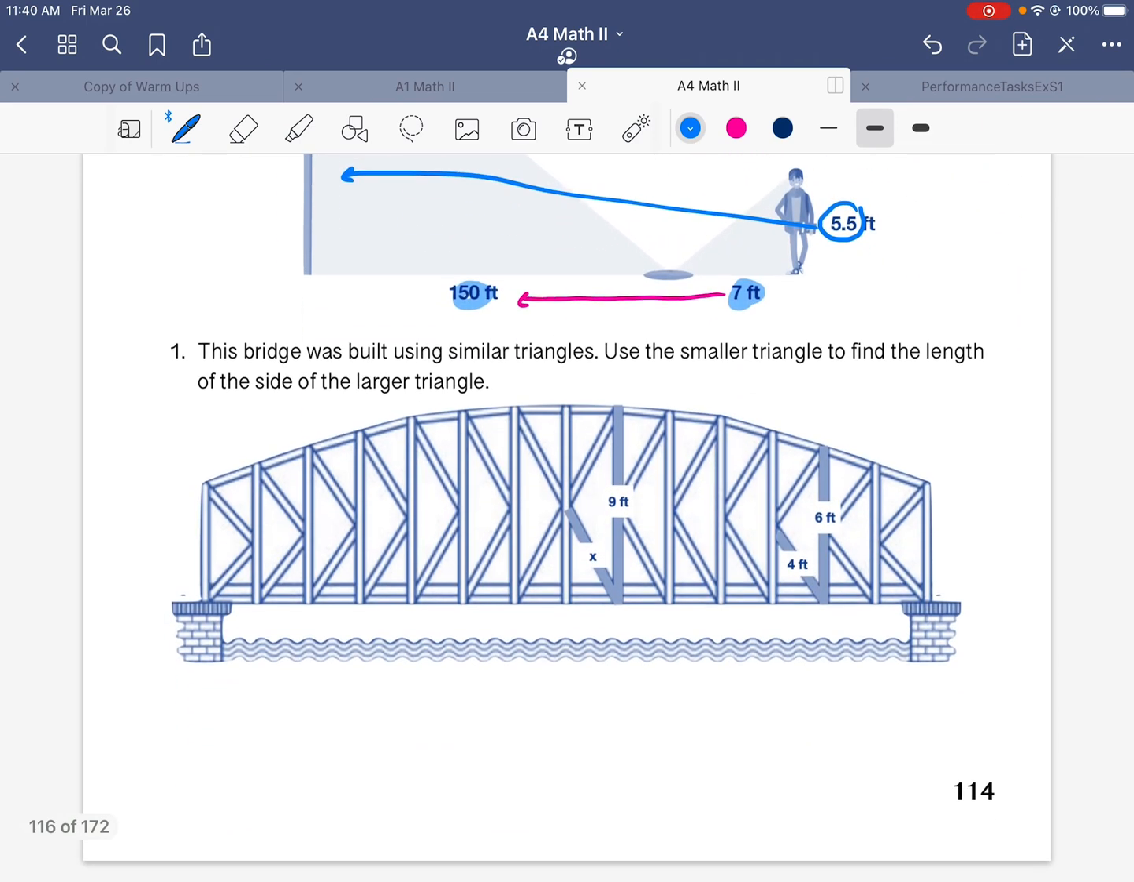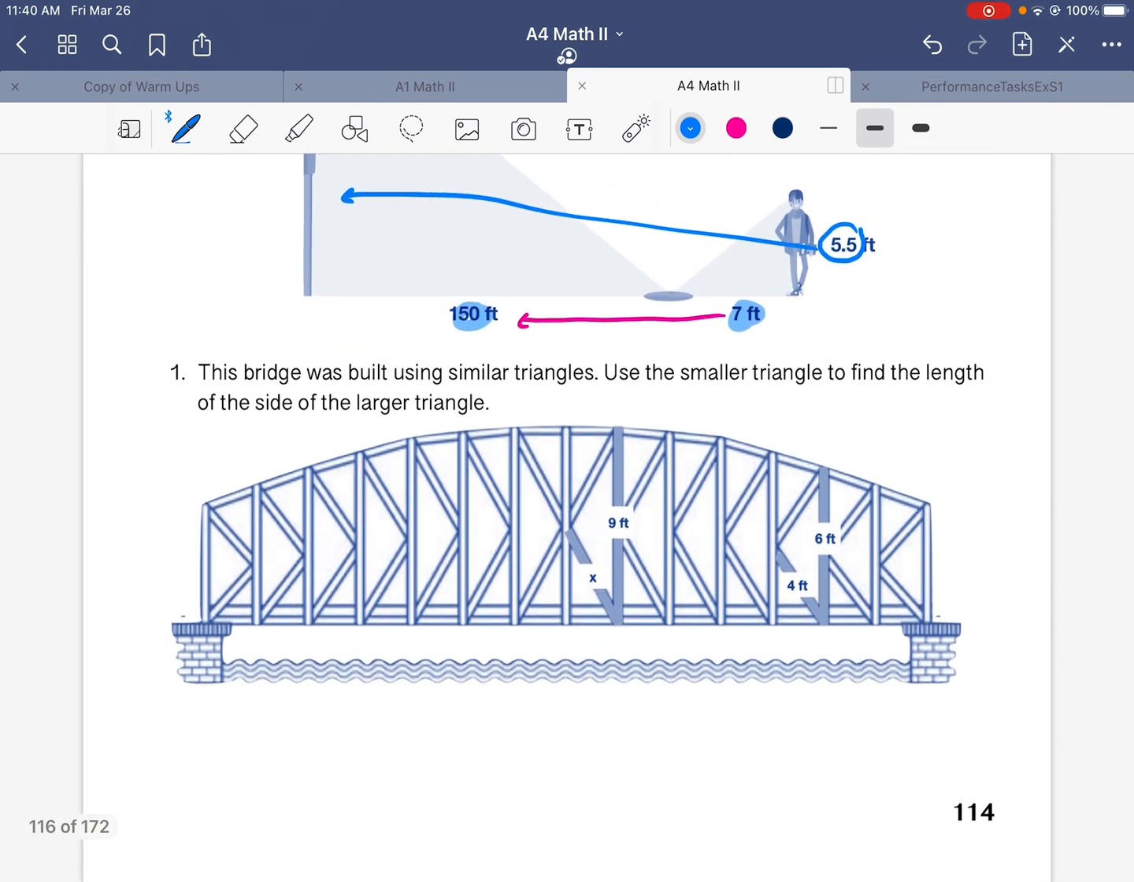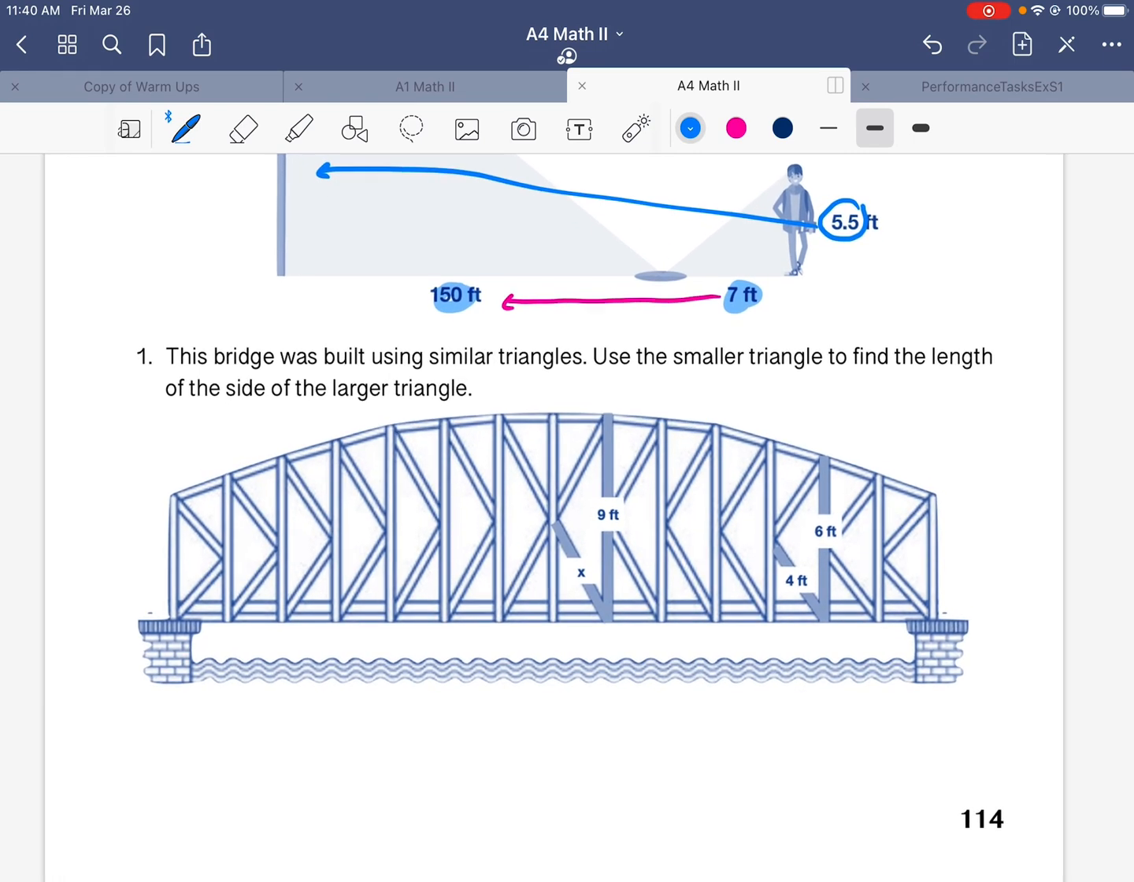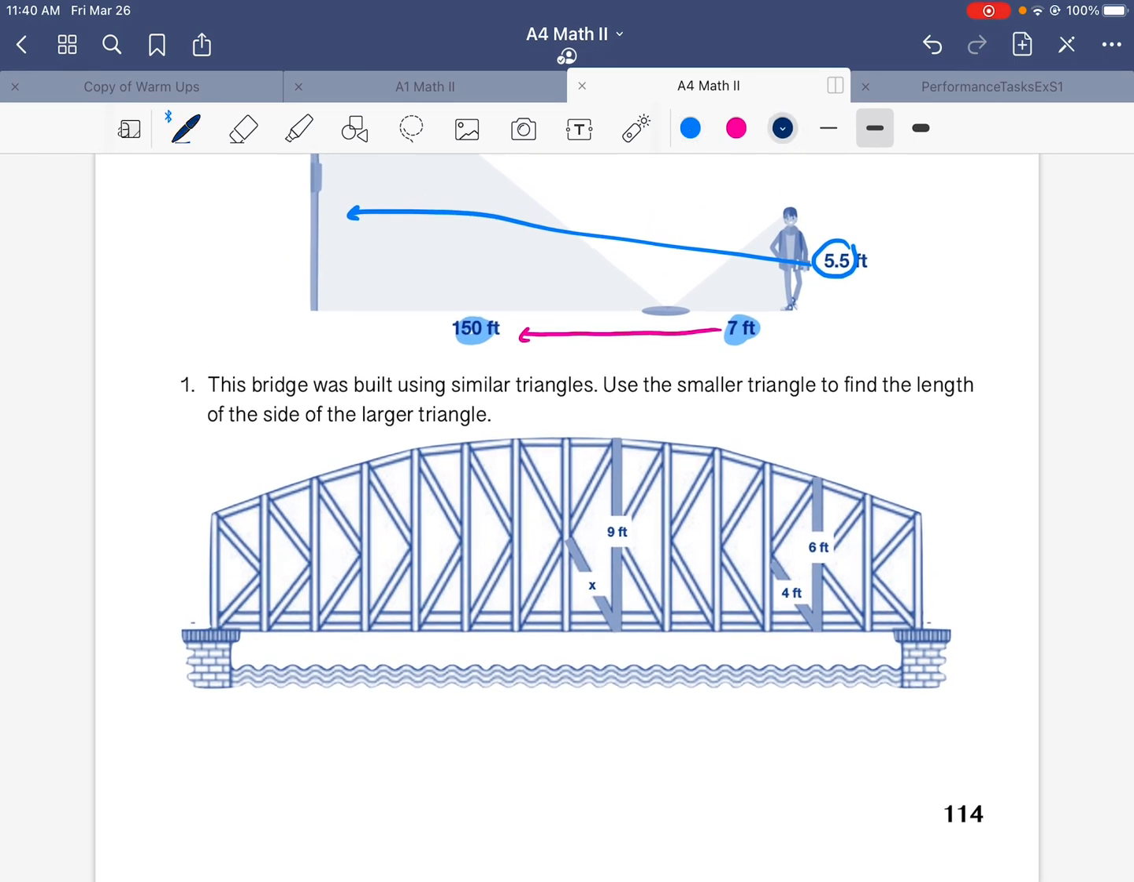fantastic. So we have that similar triangles. We also have a bridge here. The bridge was built using similar triangles. Use the smaller triangle to find the length of the side of the larger triangle. So we have two triangles here. I don't know if you can tell. Let's highlight. We have a pink triangle, and here's our yellow triangle. The growth factor, or I guess the corresponding sides here, would be 6 feet and 9 feet.